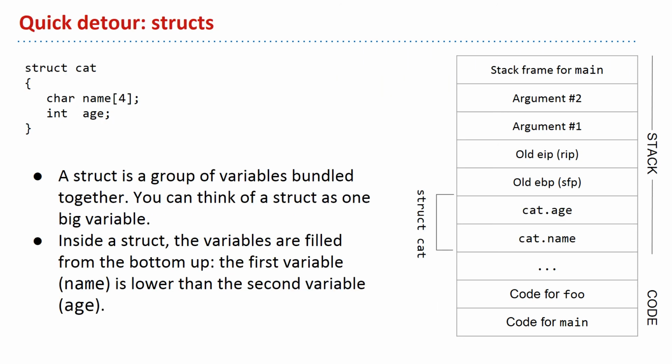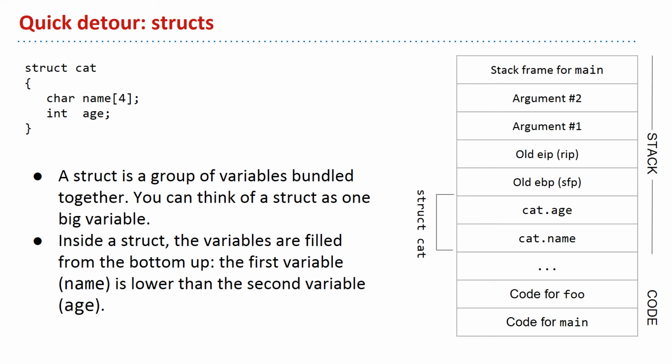One last quick note in this video, a lot of people get confused about structs in this class. So a struct is really just a group of variables bundled together. So you can think of it as just one big variable with a lot of smaller variables inside of it. So in this case, I have a struct cat, and it just has two variables inside, a character array and an integer. So inside a struct, the variables are always going to be filled from the bottom going up.